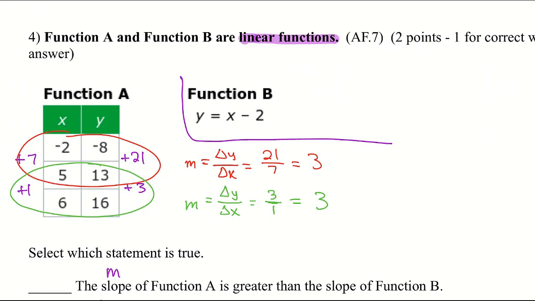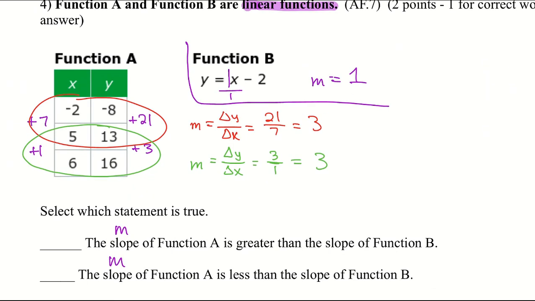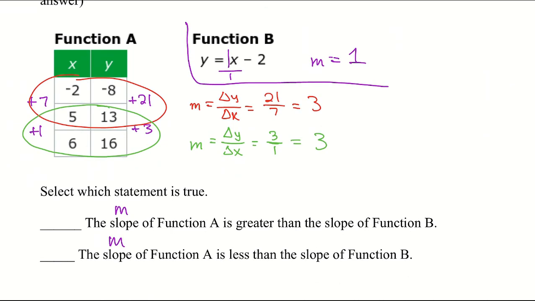For function B, your slope is 1 over 1 or just 1. It's in that slope position. So the slope in A is greater than B. A is greater than B because 3 is more than 1.